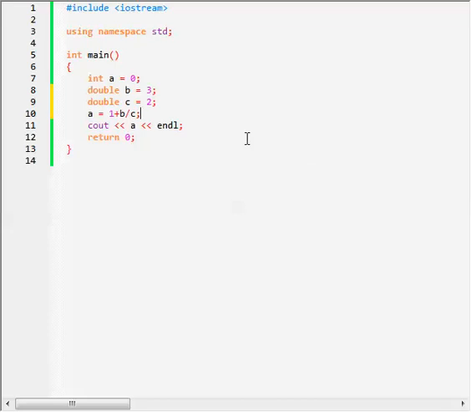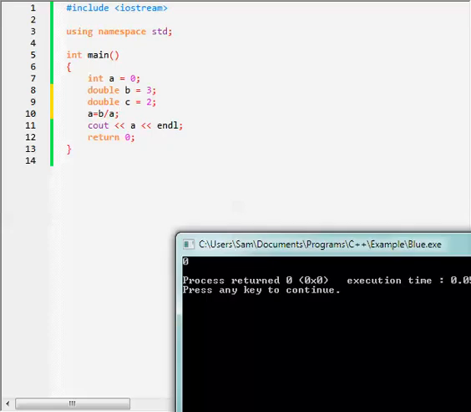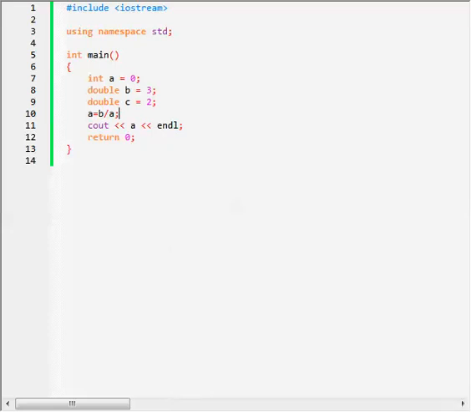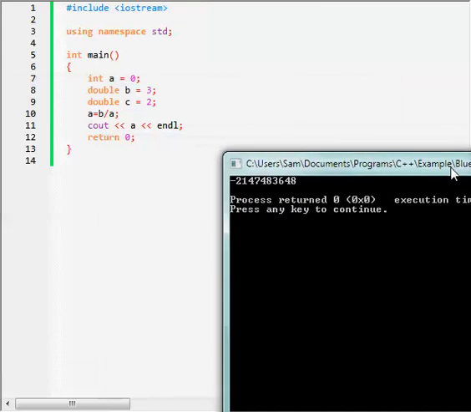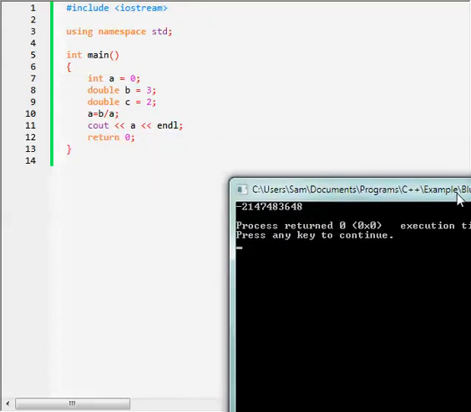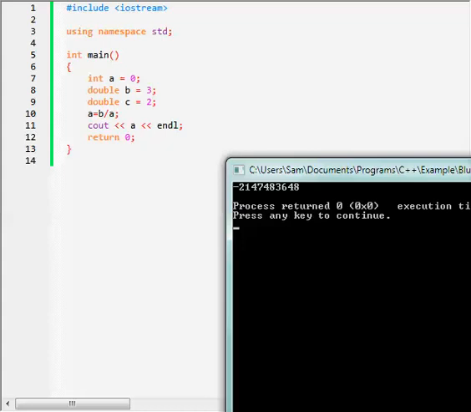If you want an illustration, a equals b divided by a. Let's print out a. Let's exit this. Run. And as you can see, that is not right. Sometimes your program will crash. Sometimes you'll get just a random answer that doesn't make any sense. You don't know what's going to happen, so don't do it.